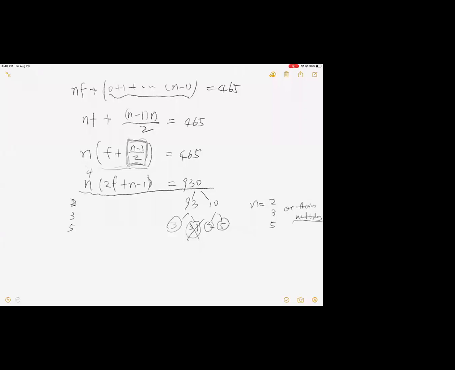If n is 4, then 2f plus n minus 1 would be... wait, it can only be 2, 3, 5, 6, or 10. So it can only be these numbers and the products among them, it's not arbitrary multiples. 4 won't work, 12 won't work. It can't be a multiple of 4. Okay, so now you have these possible n's, and then what?